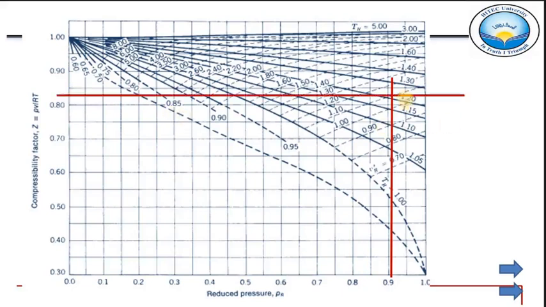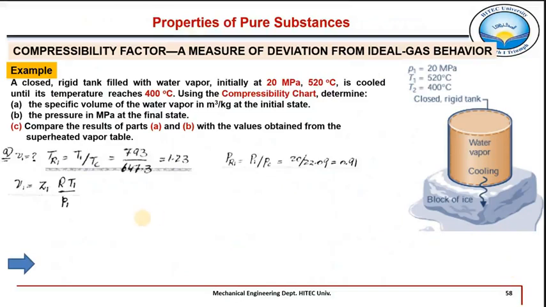So let's draw a horizontal line. This is 1.2, so 1.23 will be somewhere here, and that is the intersection. Now we can read the Z value right from this diagram. That is about 0.83. This is 0.8, 0.85, so it is about 0.83. So V1 is 0.83 times R T1 over P1.